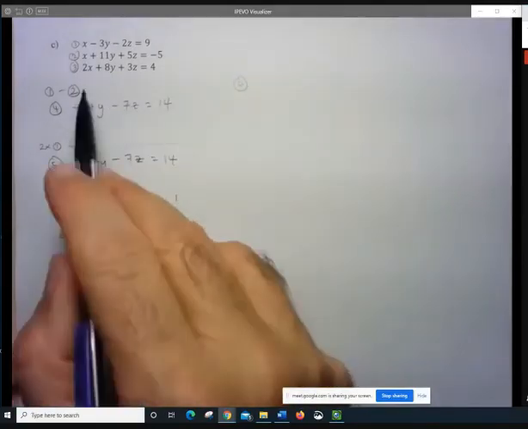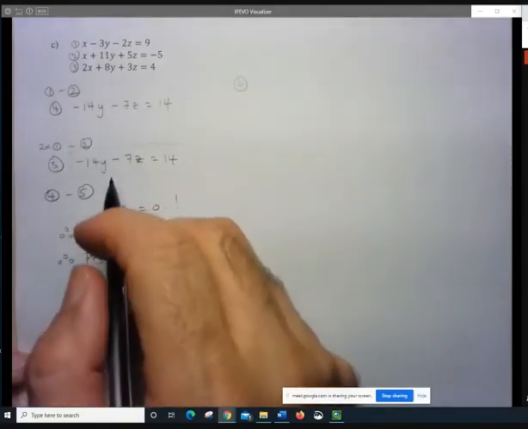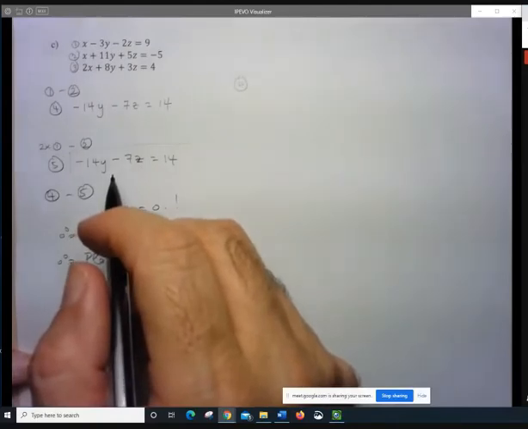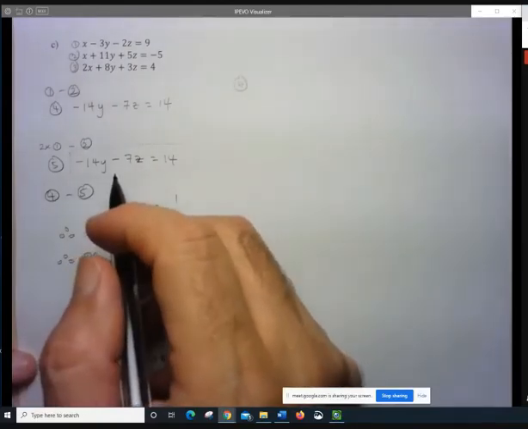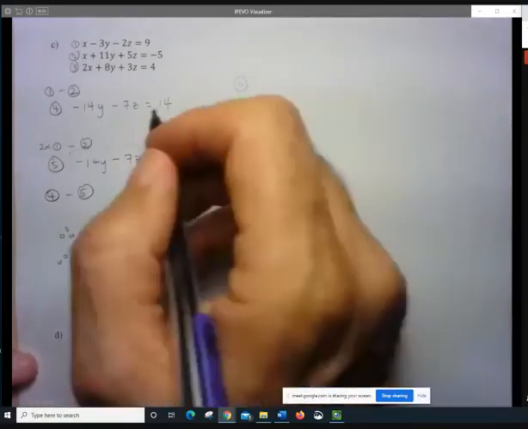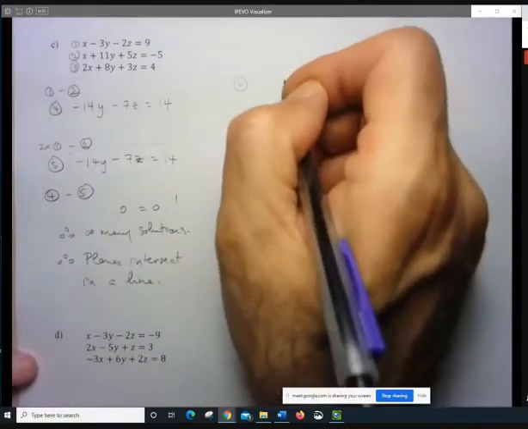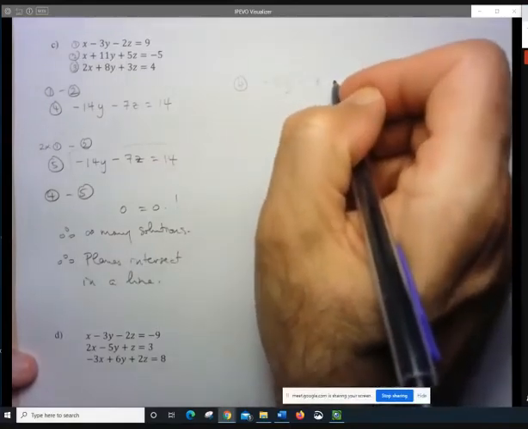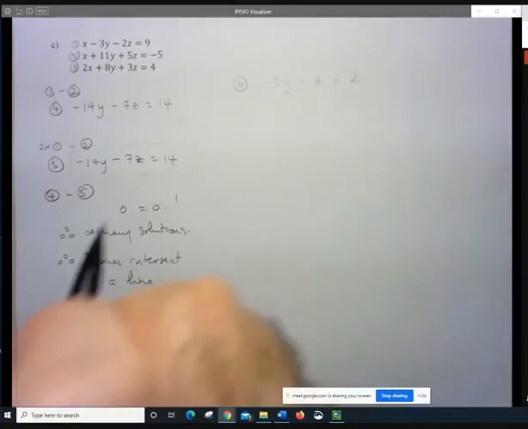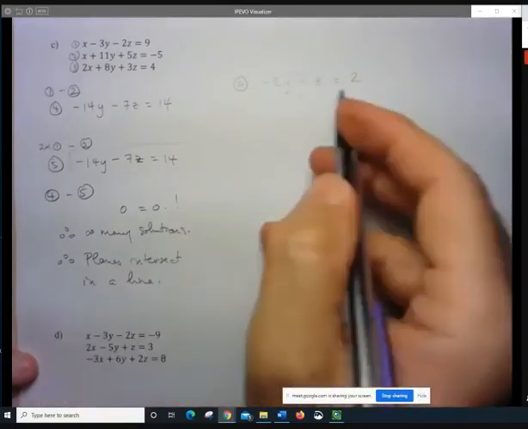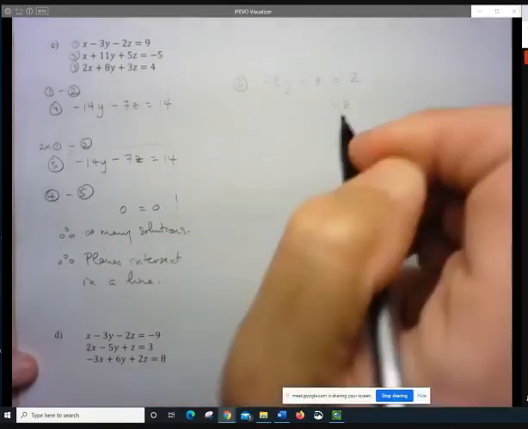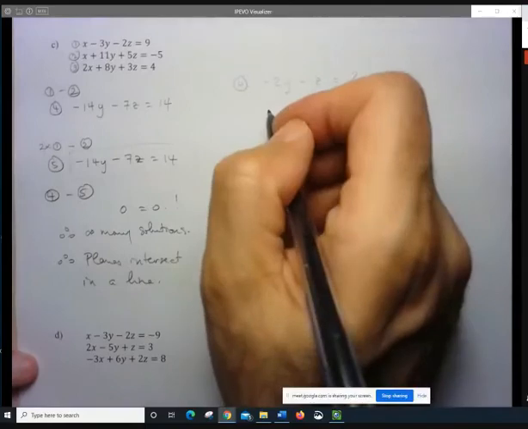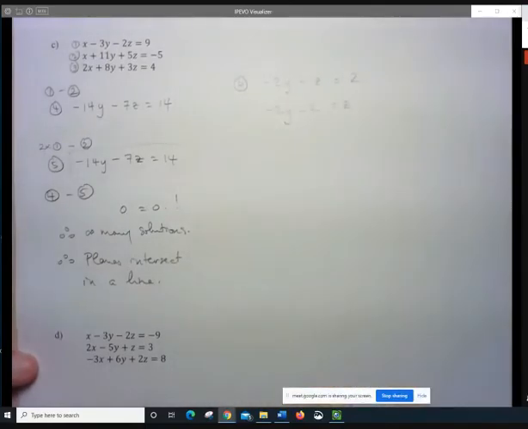Of course, what should I do before I go ahead and work with equation 4? Make my life a little easier since I can. I might as well simplify it. So equation 4 can be simplified if I divide by 7 as negative 2y minus z equals 2. And from here, it's very easy to isolate z in terms of y. So z equals negative 2y minus 2.